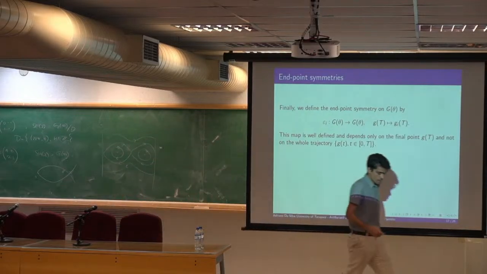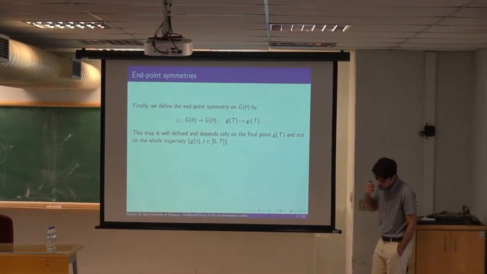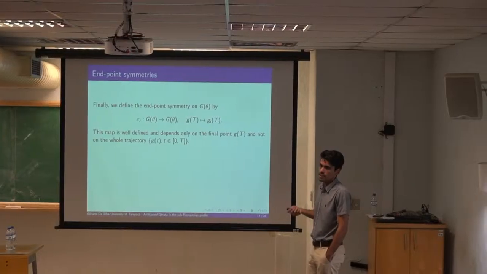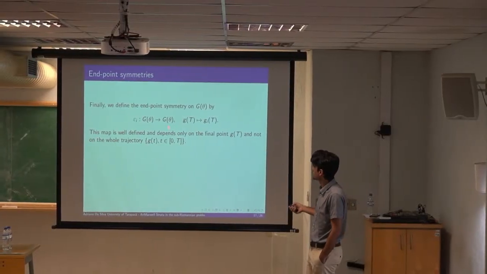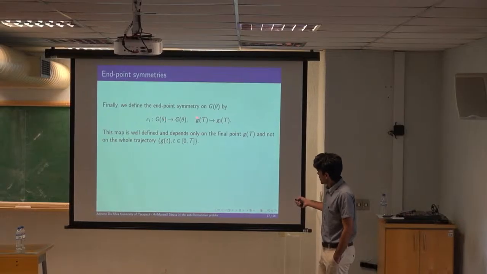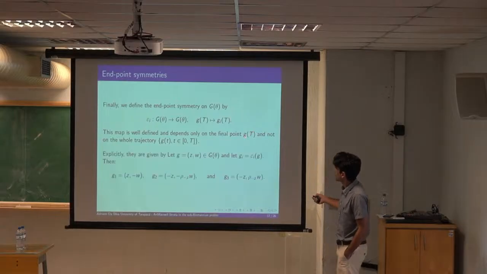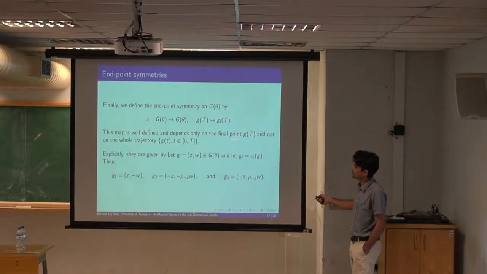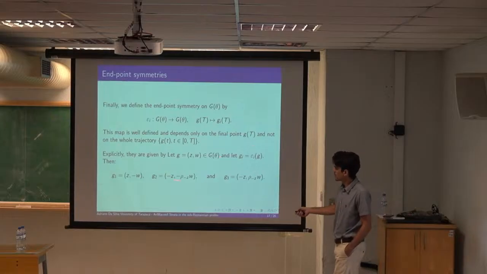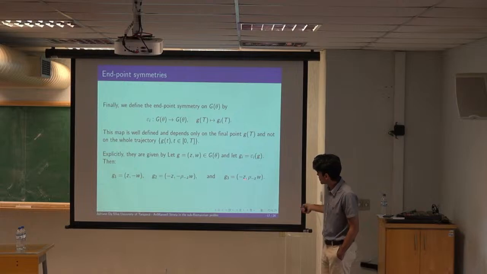So basically, since we are in a context where length minimizers always exist, you define the endpoint solution as g_t and the associated g_i of t, and that depends only on the final point, not on the whole solution. And you can explicitly calculate this action as this expression here. Remember that you are in R times R^2.